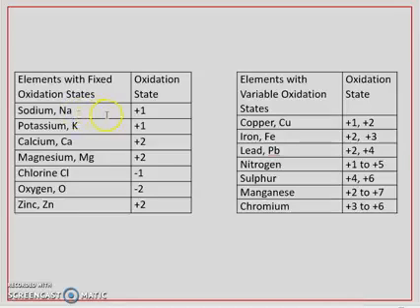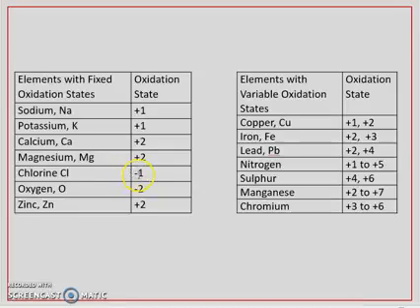For instance, sodium has an oxidation state of +1 in every compound. So when you see sodium in any compound, you will find that the oxidation state of sodium there is +1. It always loses 1 electron in each compound. Potassium is +1. Calcium is +2. Magnesium is +2 because in every compound, magnesium is found to lose 2 electrons.